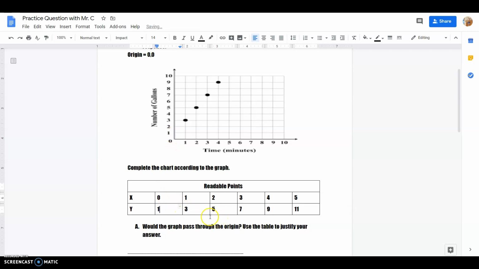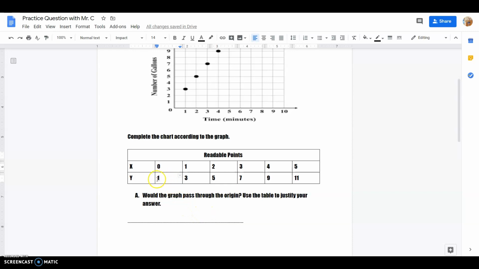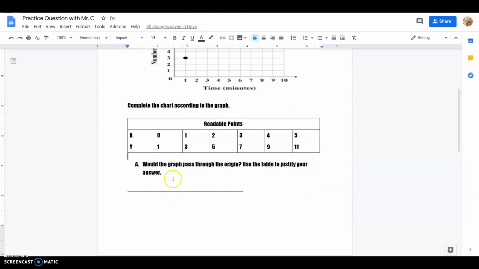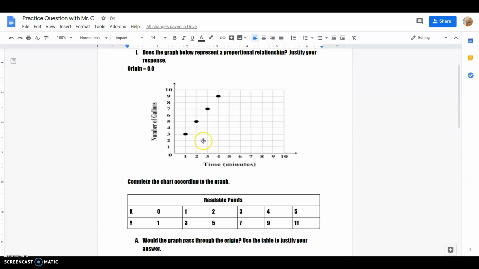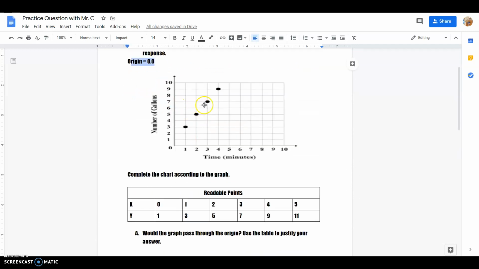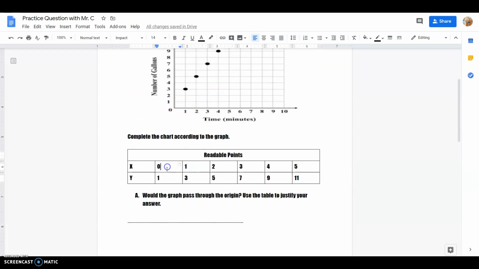And then you check to see if the pattern is correct. It maintains the pattern of x plus 1 and y plus 2. You should see that. So the first question I ask you is, would the graph pass through the origin? Use the table to justify your answer. How do you answer that? Look at your table. Look at the graph. The origin is 0, 0. Again, does this graph pass through 0, 0? When you look at your table, you see that it's 0, 1. So this graph clearly does not pass through 0, 0 because it is 0, 1.